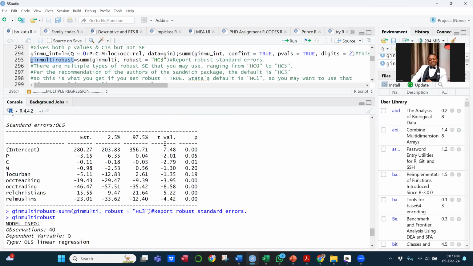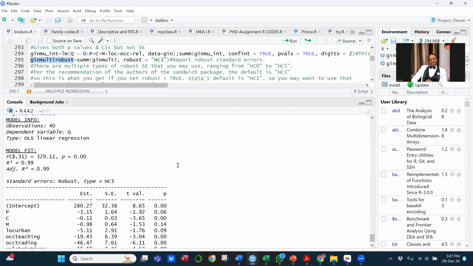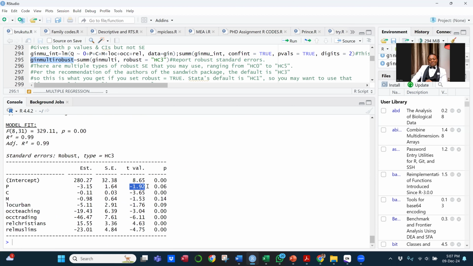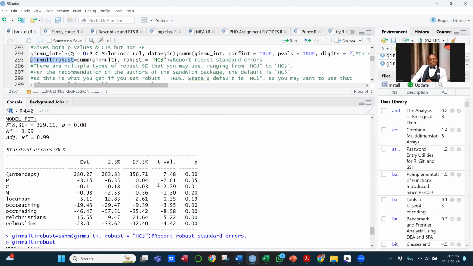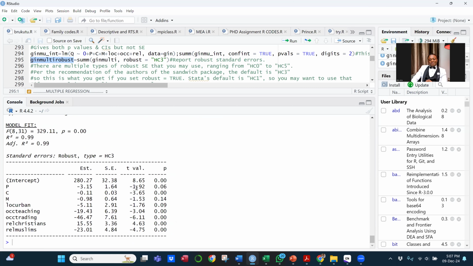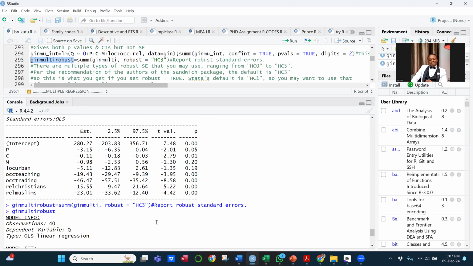Now, how do you know it's different? Compare their t values. Look at the price. The t value is negative 2.01. Look at this one. It's negative 1.92. Let's look at the next one. The next one, for complement price, is negative 2.79. When it comes to the robust, it's negative 3.65. So there are differences in the t value, which means that the p value will also be different. Some of the p values will be different.